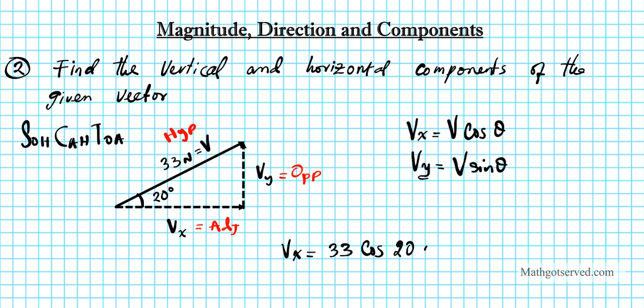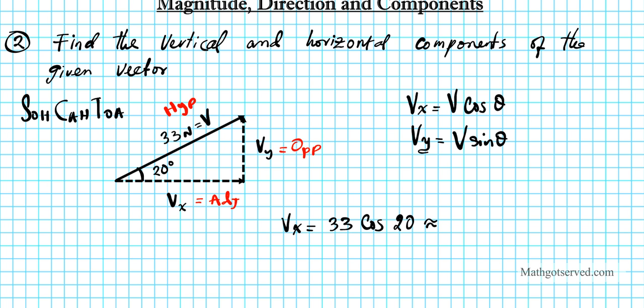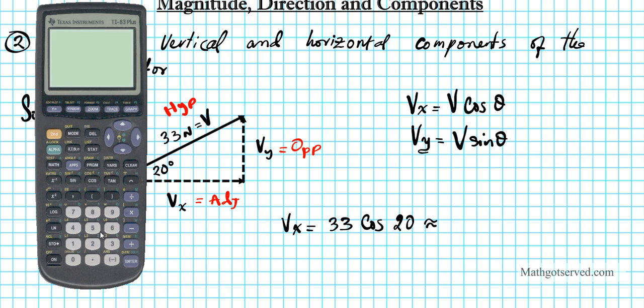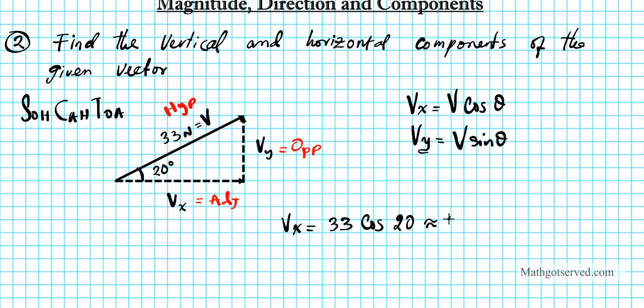All right, so let's find out what the approximate value of that is. We got our calculators. So we're going to compute 33 cosine 20. And the answer is 31.0099. So the horizontal component is 31.0099 newtons.